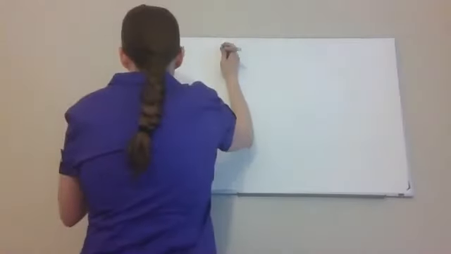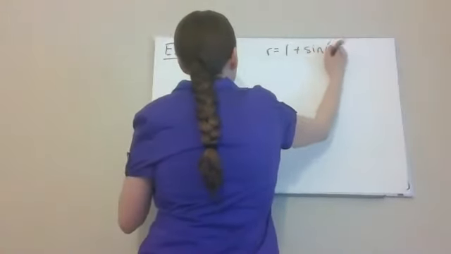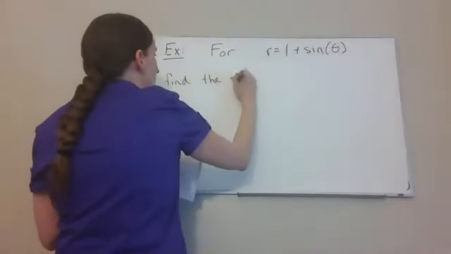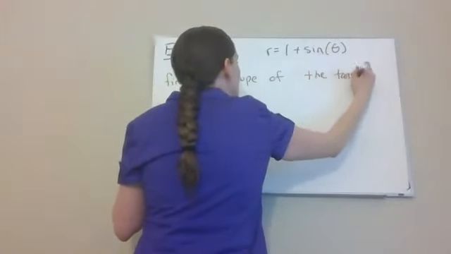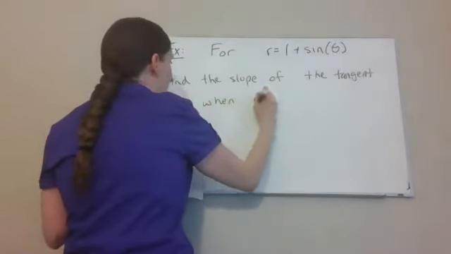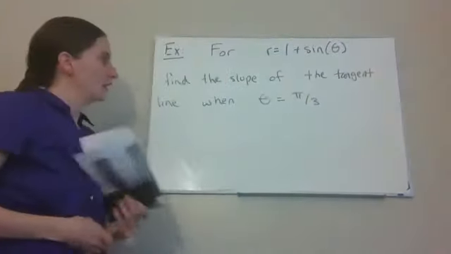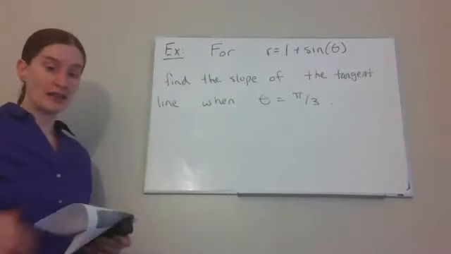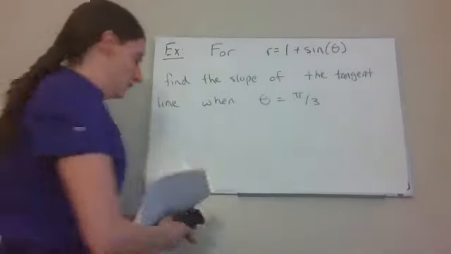And we're going to use our cardioid 1 plus sine theta. We're going to find the slope of the tangent line when my theta is pi over 3. All right, so I need to use that formula that we just found for how to find our dy dx, which is the slope of the tangent line.